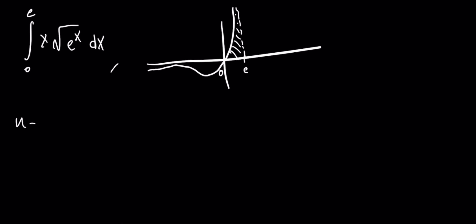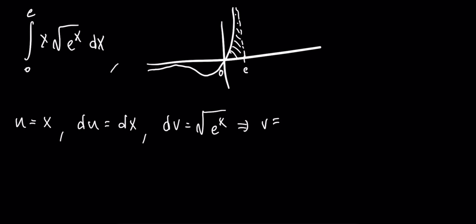So we could let u equal x, then du will be dx. We could let dv equal the square root of e to the x, but that tells us that v equals the integral of the square root of e to the x dx. So we have to find this integral first.